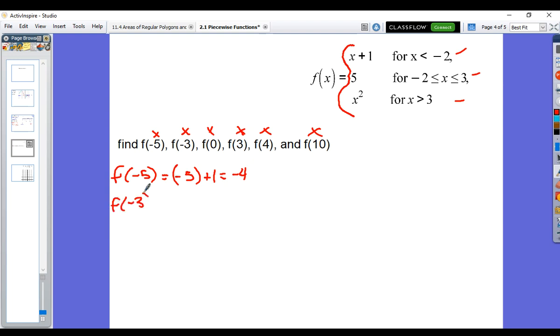F of 3, negative 3. Negative 3 still is bound right here. It's less than negative 2. So that means we substitute that negative 3 in for the x in the equation. So it'll be x plus 1. So it gives us negative 2.